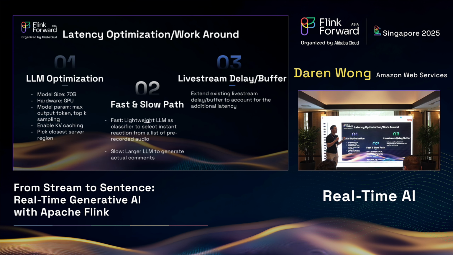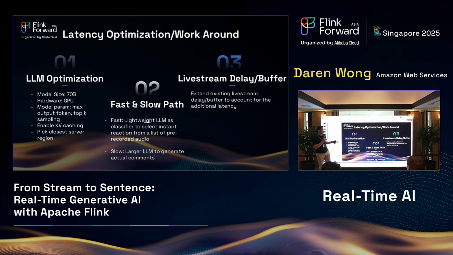So here I can think of some optimizations or workarounds to solve this problem. The first one is we can just optimize the LLM itself. So for the model size, we probably can't pick a model that's too big because that will increase the latency. However, we can't pick a model that's too small either, because if the model is too small, the commentary it generates might not be very meaningful. So from what I can see, 70 billion parameters is kind of the sweet spot. The next thing we can optimize is the hardware. We can give it the best GPU that we've got, and that helps in lowering latency.